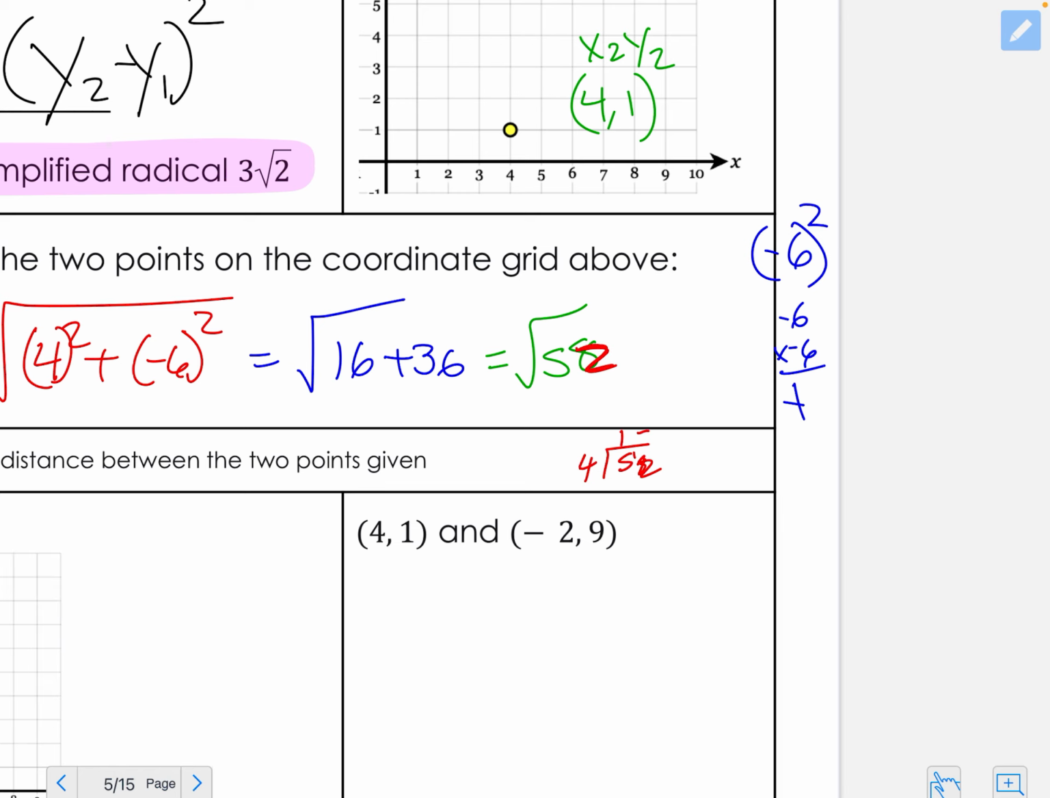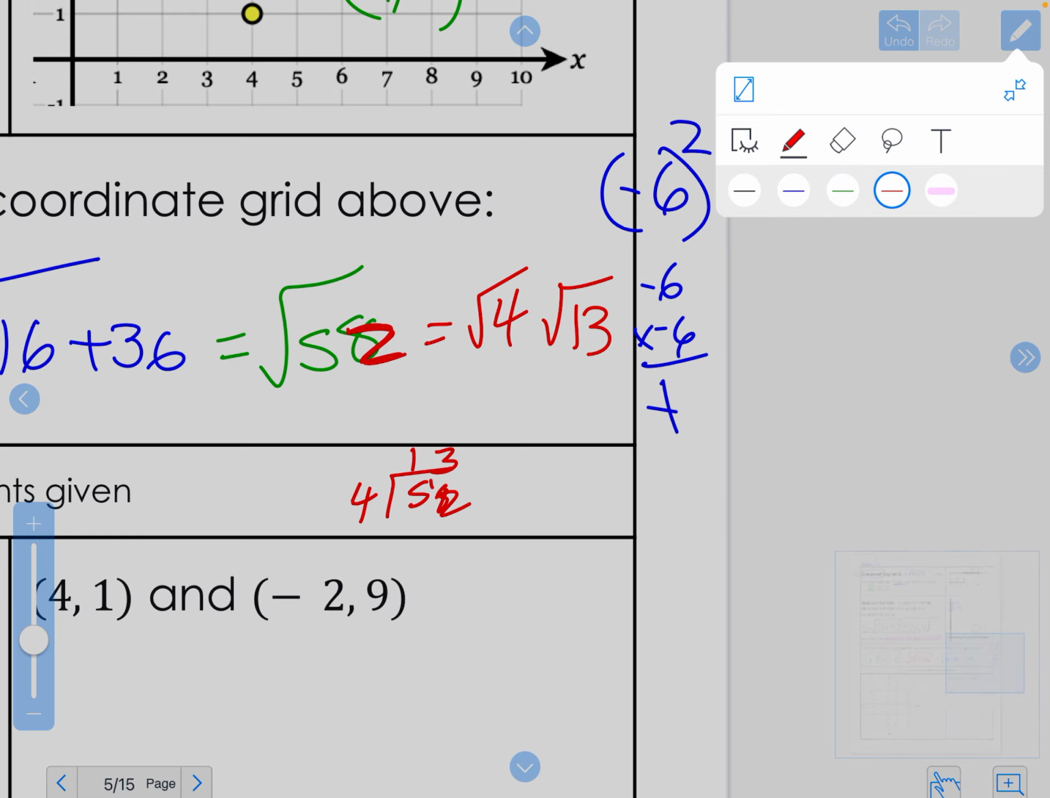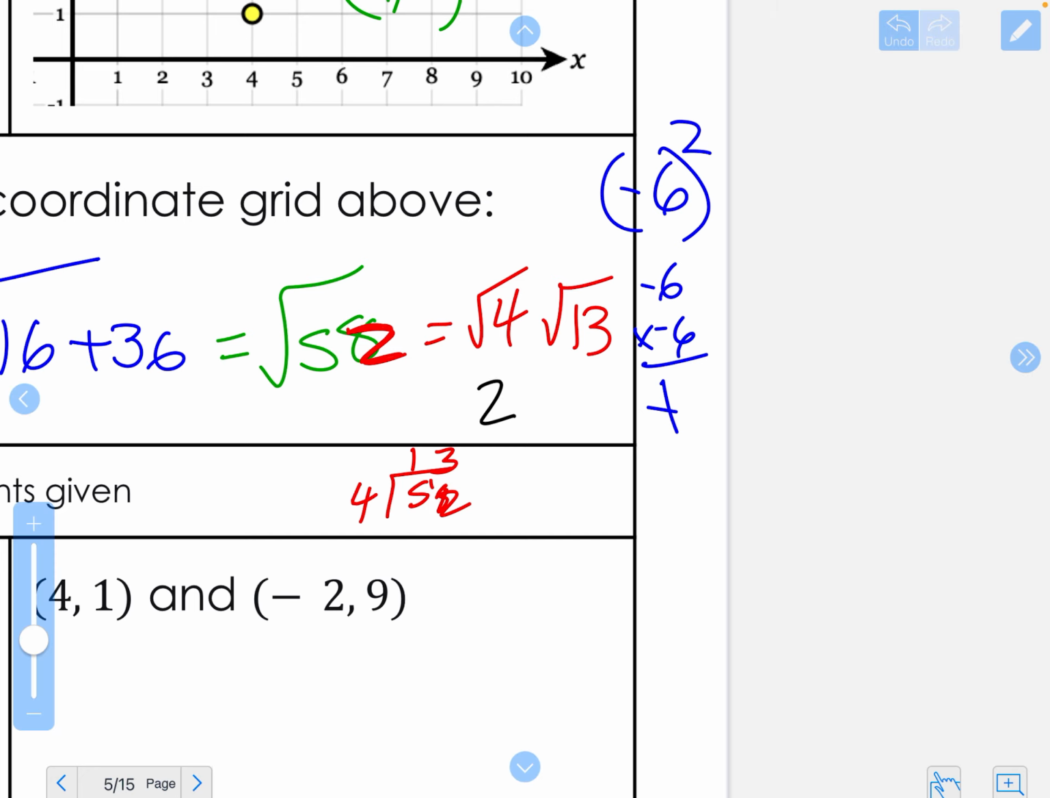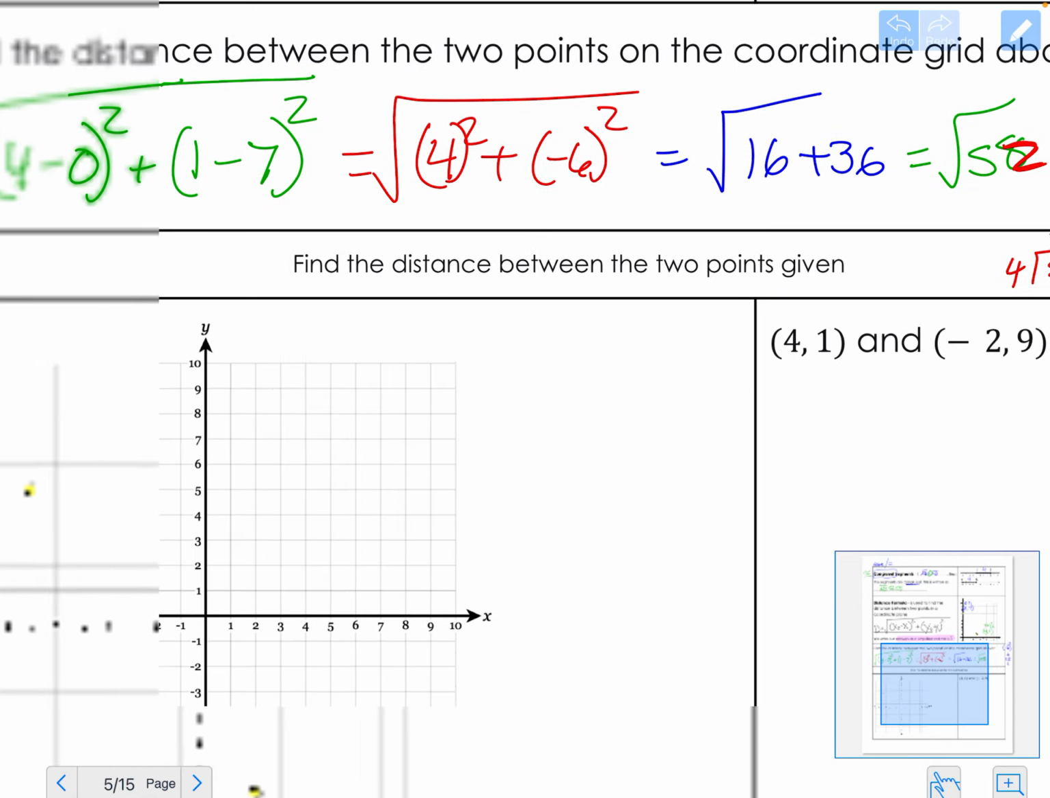So we rewrite it as the square root of 4 and the square root of 13. Since 4 is a perfect square, we're going to take the perfect square of 4. It becomes 2. 13 is not a perfect square, and so that is our final answer.